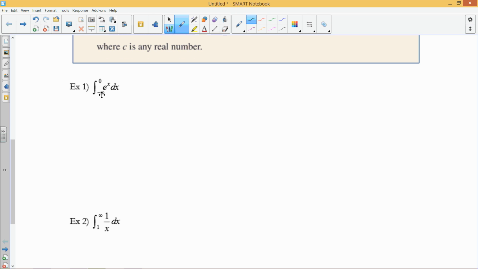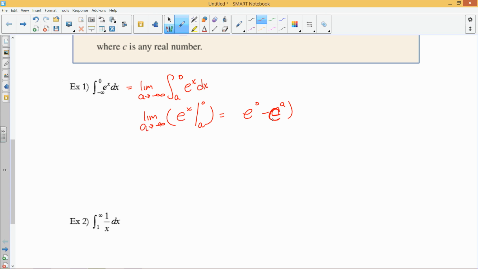So let's say I have the integral from negative infinity to 0 of e to the x dx. The first thing we're going to do is say, wait a minute, I can't have a negative infinity here, so we're going to rewrite it as the limit as a approaches negative infinity of the integral from a to 0 of e to the x dx. Now I evaluate this. Take the antiderivative, well, e to the x has an antiderivative of e to the x, from a to 0, and I'm still taking the limit as a approaches negative infinity. And that's going to be e to the 0 minus e to the a, again as a approaches negative infinity.